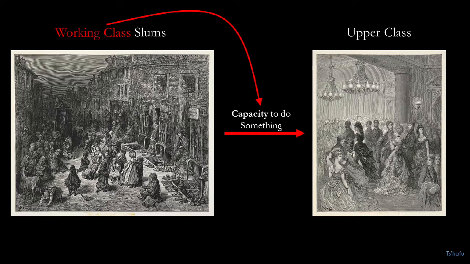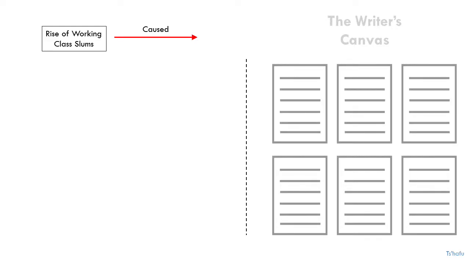The same thing goes for slums. Again, your job is not to educate your audience on the history of slums. No. Your job is to make a case on how slums contribute to this thing we call capacity to do something. That is what you're trying to do. So that means when we're doing our sections, that is the goal we're going to have in mind.